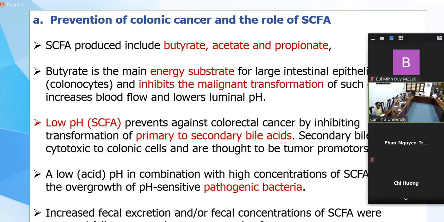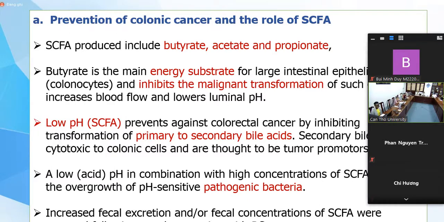the low pH found with short-chain fatty acids prevents against colorectal cancer by inhibiting transformation of primary to secondary bile acids. These secondary bile acids are cytotoxic to colonic cells and are thought to be tumor promoters. These are the ones causing the cancer in the colon. So by having low pH, the primary bile acids cannot be converted to secondary, therefore preventing the tumors.